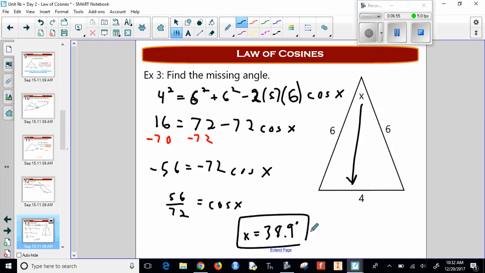Awesome. Now we know how to find angles. And hopefully that's enough to get you through your assignment.